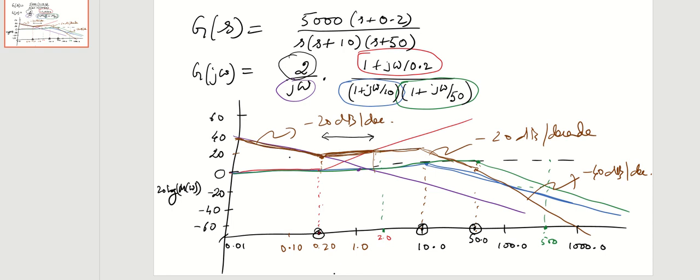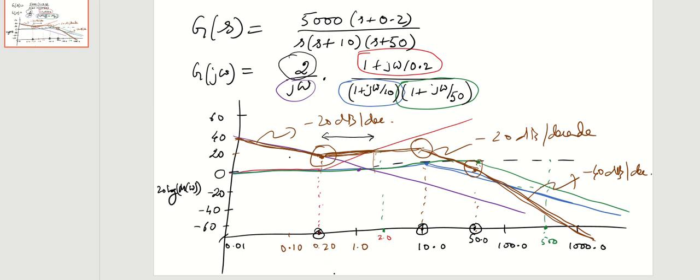This, and this. So you see there is a switching that occurs only at this point, at this point, at this point. So there are these 3 points, and these 3 are the corresponding corner frequencies for the different terms.